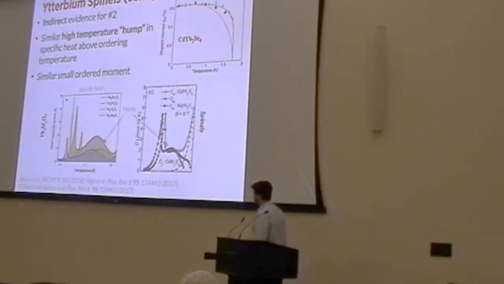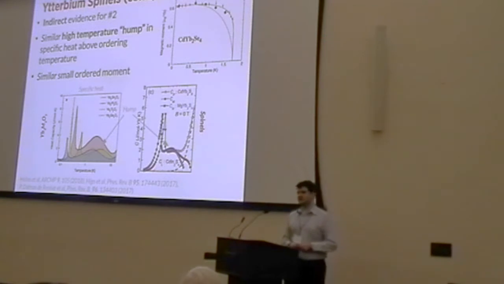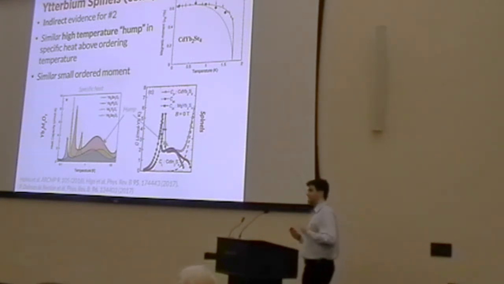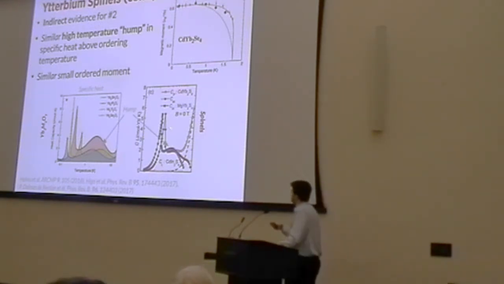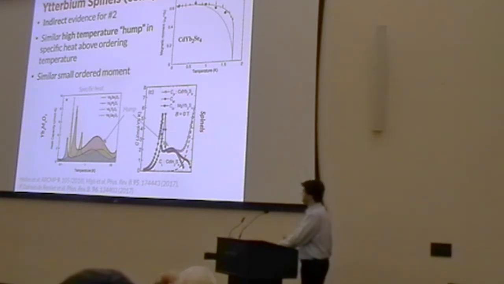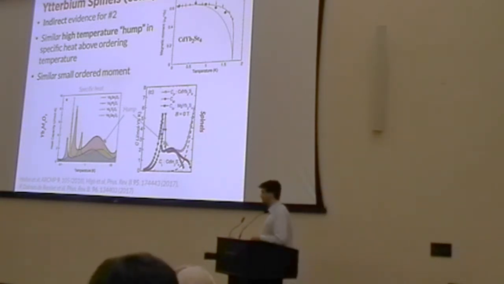So there's sort of other indirect evidence for this. One of the characteristics that you see in these ytterbium compounds is above the ordering temperature, there's some sort of broad peak in the specific heat, which is supposed to be the onset of a correlated paramagnet. This is also seen in these spinels. You can see it here. Also, the ordered moment is strongly reduced, indicating strong frustration.